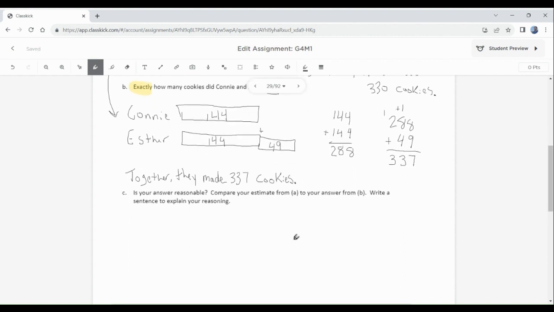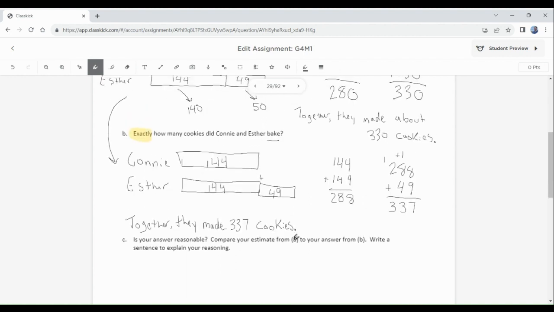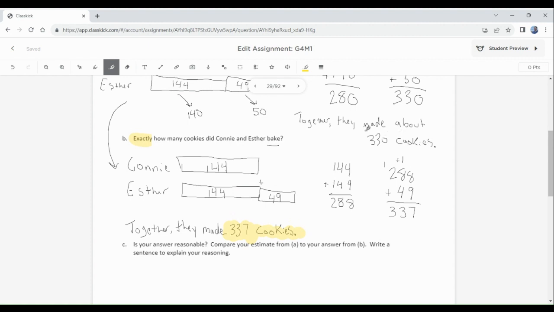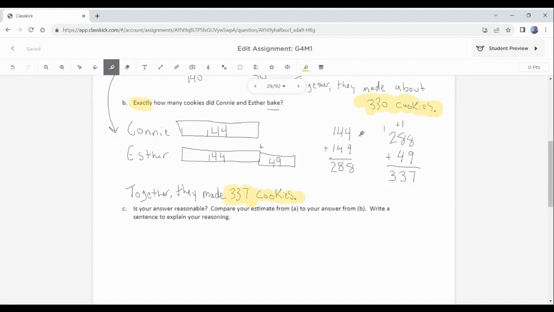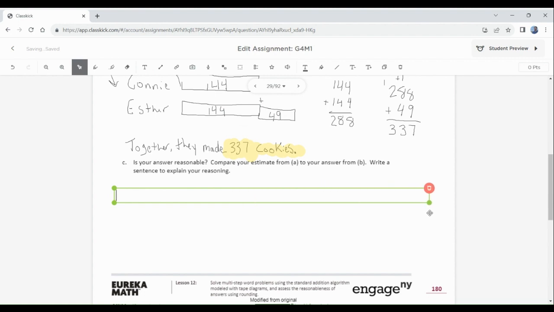And the last one here, letter C, reads, is your answer reasonable? Compare your estimate from A to your answer from B. Write a sentence to explain your reasoning. So what we're looking for in A and B is our answers here, 337 cookies and 330 cookies. Do we come to roughly the same answer in letter A as we do in letter B? So is 330 close to 337? And the answer here would be yes.